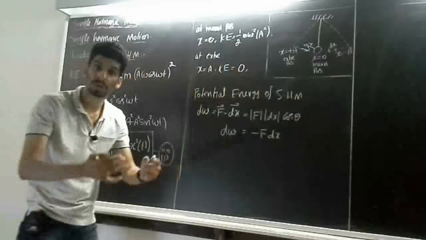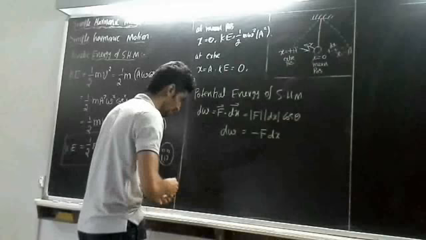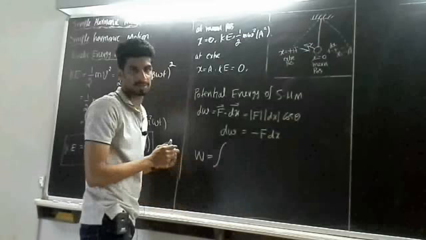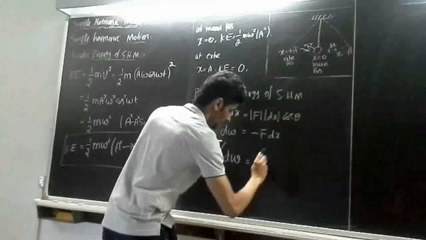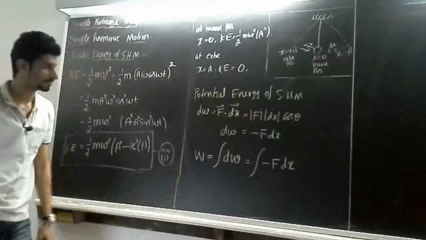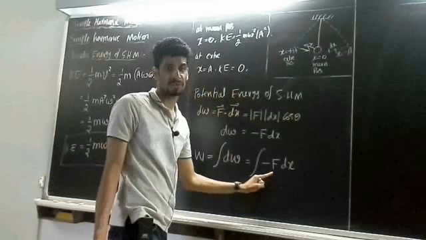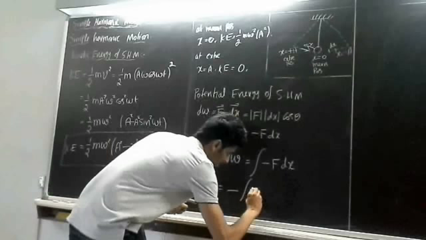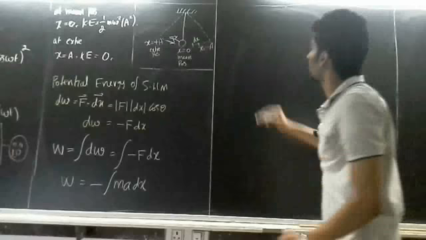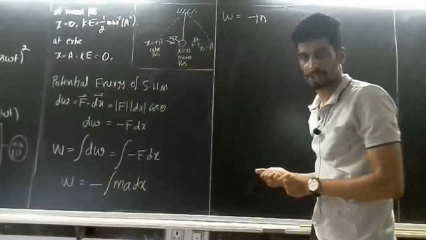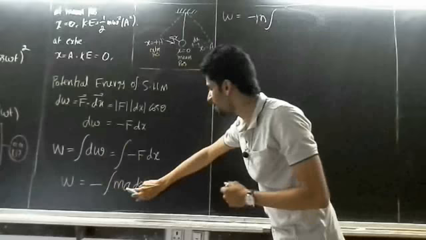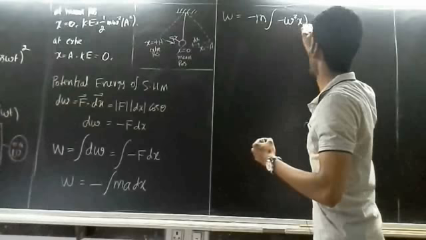But I want to find out the total work done. Very easy: you have to integrate, or add up the small work done dW, which implies the integration of minus F dx. What is this F? It is the restoring force. From the restoring force we have acceleration, so I'm going to write this force in terms of acceleration, m a. So the total work done W is equal to minus m, which is mass, a constant, times the integration of the acceleration of the simple harmonic oscillator, minus omega square x, and dx.